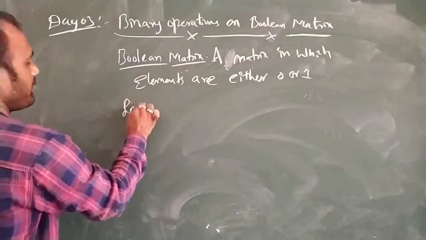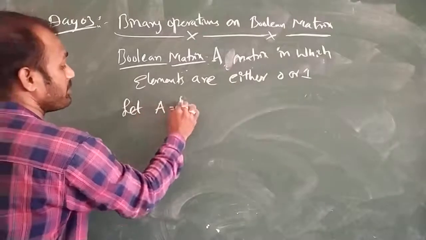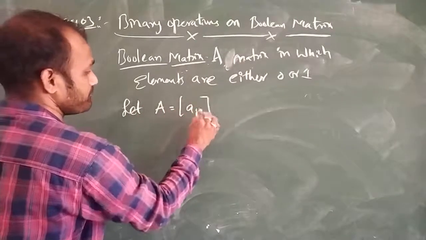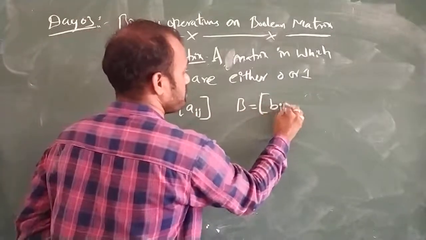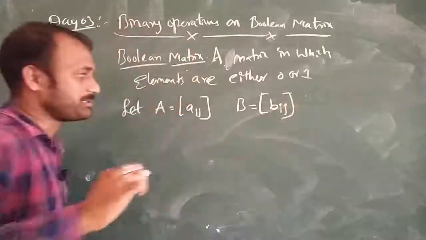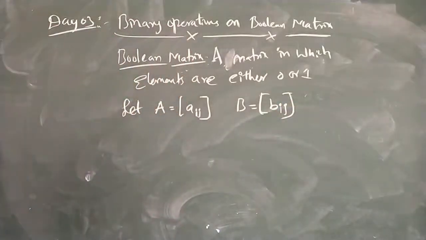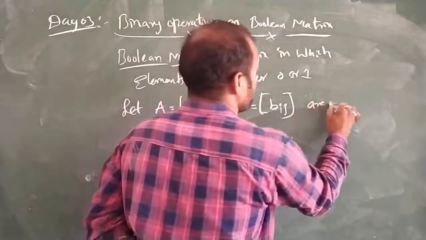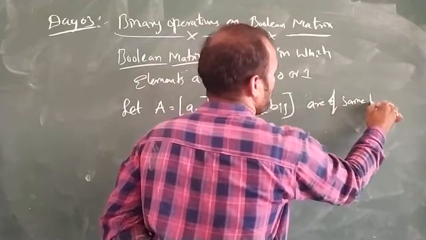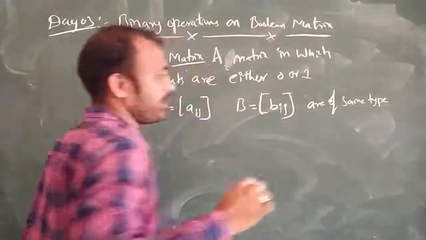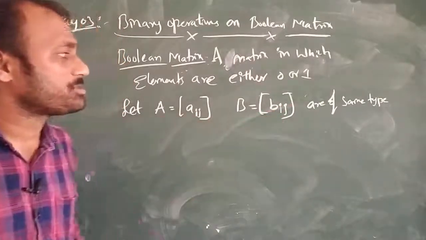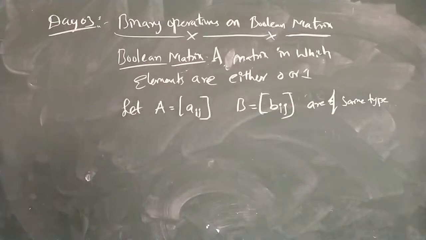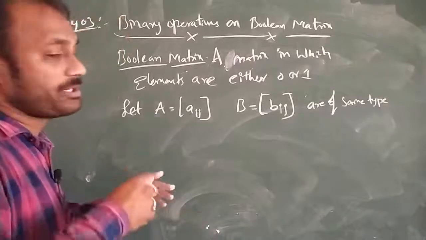So let us take here, let A = [Aij] be a matrix, and B = [Bij] be two matrices of the same type. Same type means 2 by 2 with 2 by 2, that is, the order of the matrices is the same. So let A = [Aij] and B = [Bij] be of the same type.